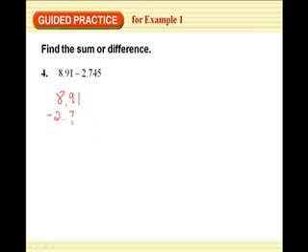Now we're subtracting 8.91 minus 2.745. Empty place, can't subtract that, have to borrow. It's going to be a 5. 8, 10 minus 4 is 6, 1, and 6.